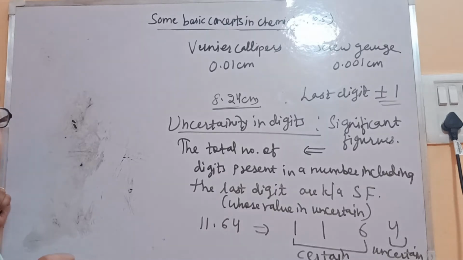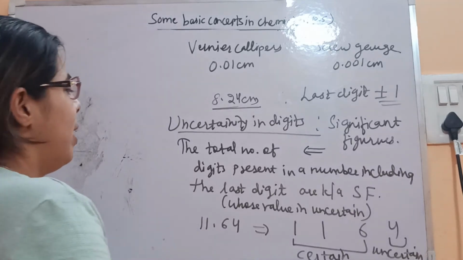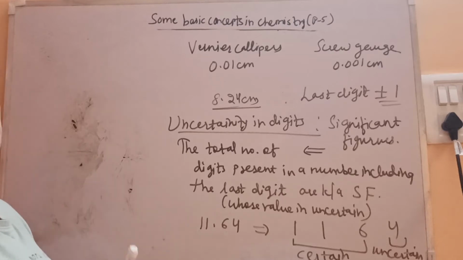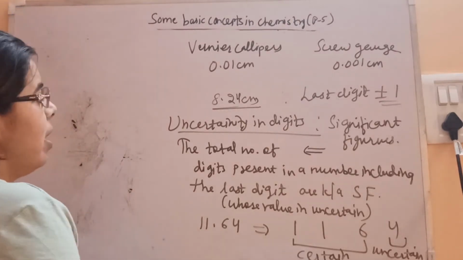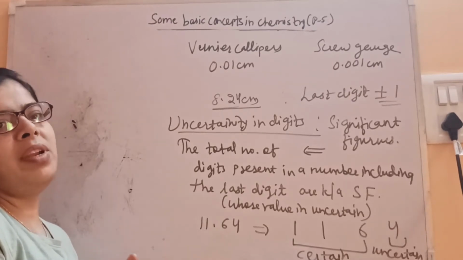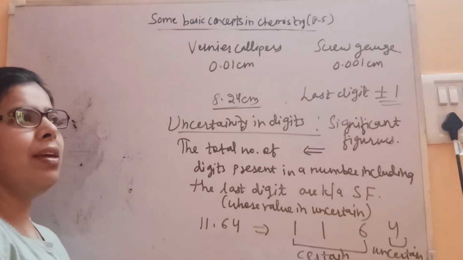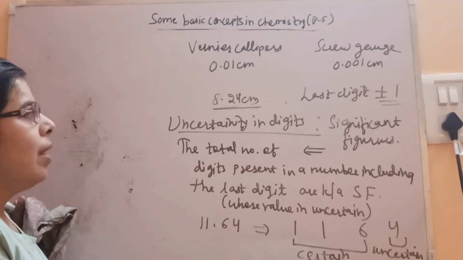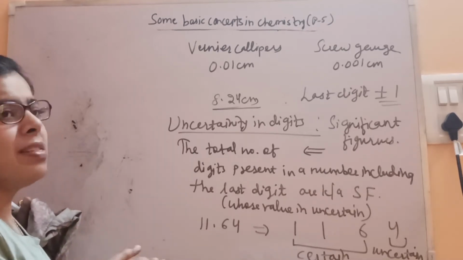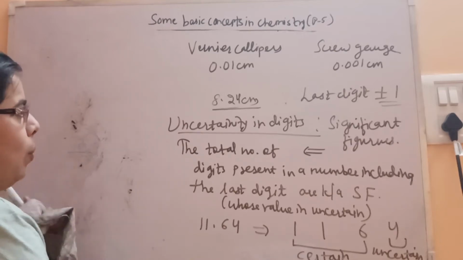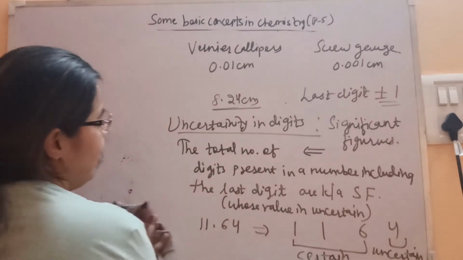Okay, uncertainty in digits. So what are significant figures here? That is the total number of digits present in a number including the last digit, the certain ones and the uncertain one. So you can say that certain plus uncertain digits are significant figures. Now how to determine or report the significant figures in a given number? While reporting the results, there are some rules to decide how many significant figures there are. So certain rules have to be followed. Let's see all the rules one by one.